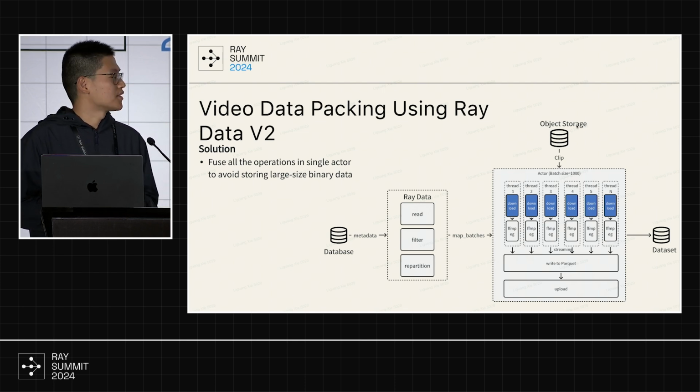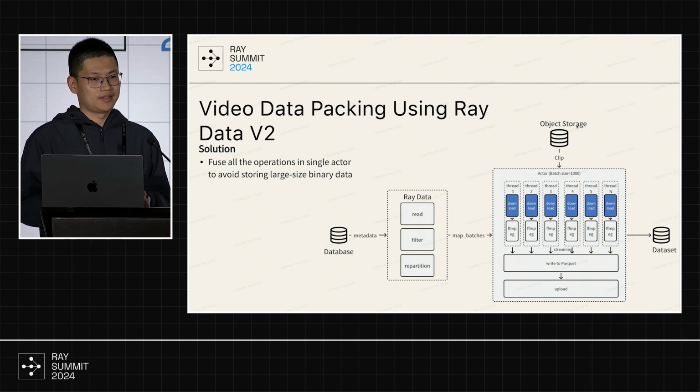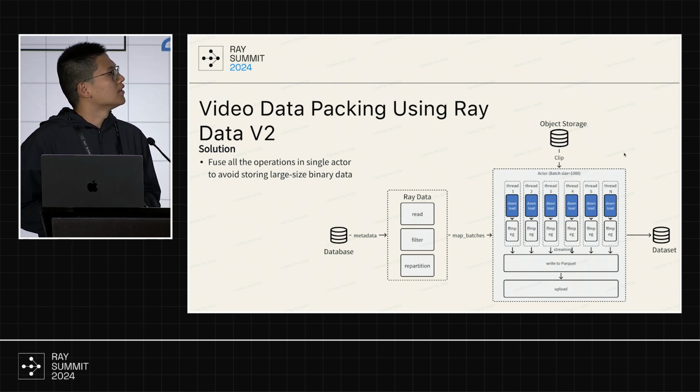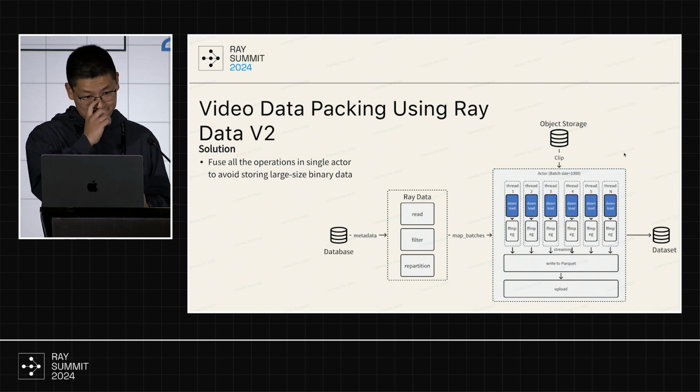Then we came up with another solution, version 2. How about fusing all the operations into a single actor to avoid data transfer between different actors and avoid using the object store? In this diagram, you can see we have several threads running together. In each thread, we download the videos and run some video processing. In the next step, everything runs in streaming fashion, going to the Parquet file. And finally, we upload it to our database.